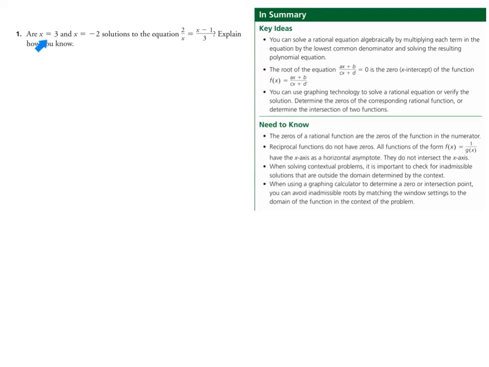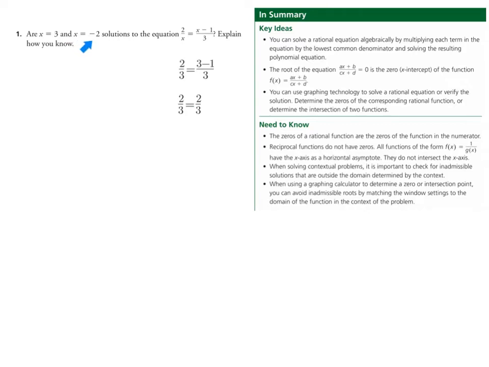All right, are x equals 3 and x equals negative 2 solutions to the equation? Explain how you know. Well, yeah, they are. If I have x equals 3, then this is 2 over 3, and this is 3 minus 1, so 2 over 3. 2 over 3 definitely equals 2 over 3.